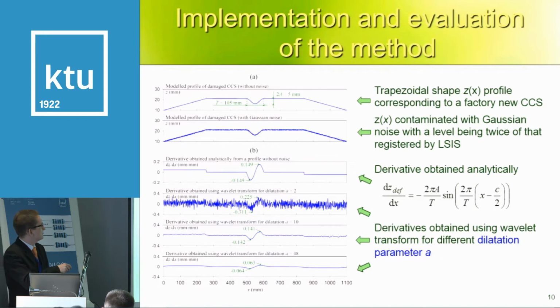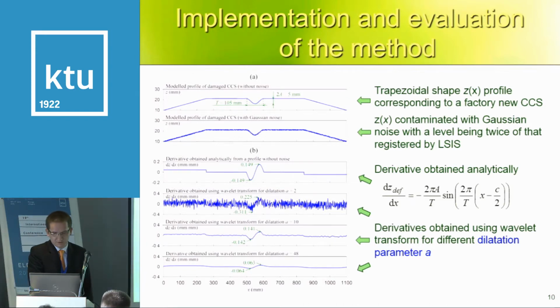Here we have our pattern derivative obtained analytically, and here are some results: derivatives obtained using wavelet transform for different dilatation parameter A. We can observe that when the dilatation parameter is increased, the smoothness of derivatives is increased too, but we lose information about values. So it's important to choose the proper dilatation parameter A in the proper way.